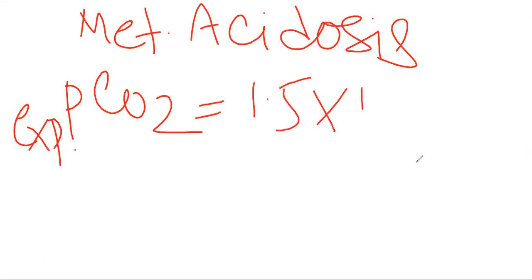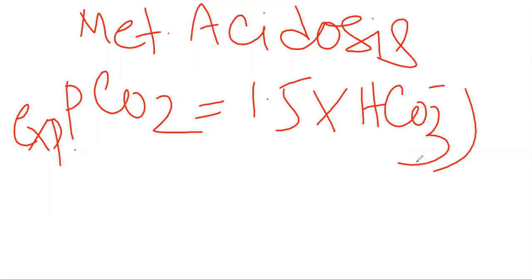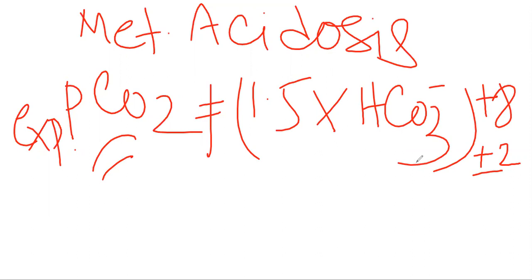That means 1.5 into bicarbonate plus 8 plus minus 2. And if it matches this equation, that means this is a problem related to metabolic acidosis along with compensated respiratory alkalosis. But if the PCO2 level does not match this equation, or rather it is less than this figure, then it is not the compensatory mechanism, rather it is due to a secondary disorder. Maybe it is metabolic acidosis along with respiratory acidosis if it does not match this equation.